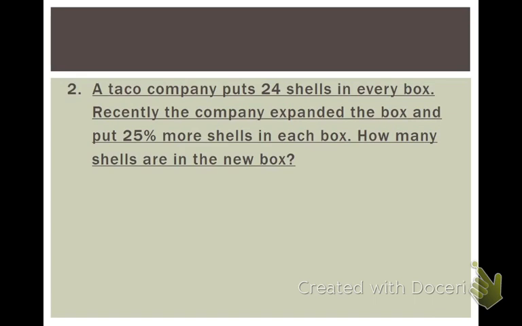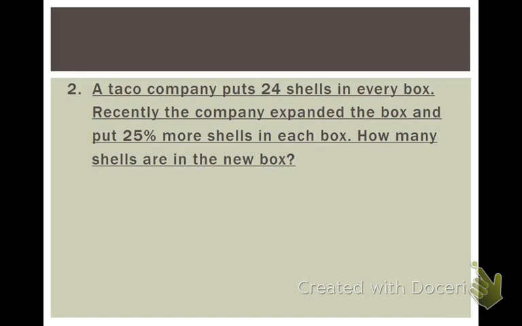All right, so this says a taco company puts 24 shells in every single box. So they've always put in 24 shells. But recently they decided to expand their box. If they are expanding their box, does that mean it's getting bigger or smaller? Expand means to get bigger. So they are no longer only going to put 24 shells into their box. They're going to put 25% more shells in their boxes.